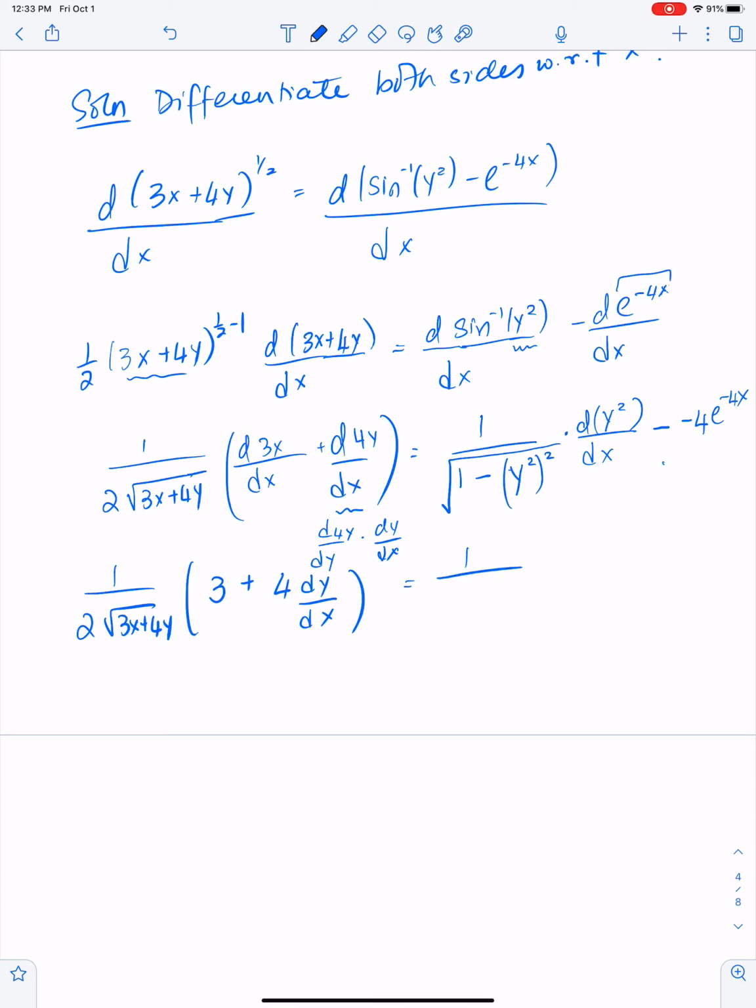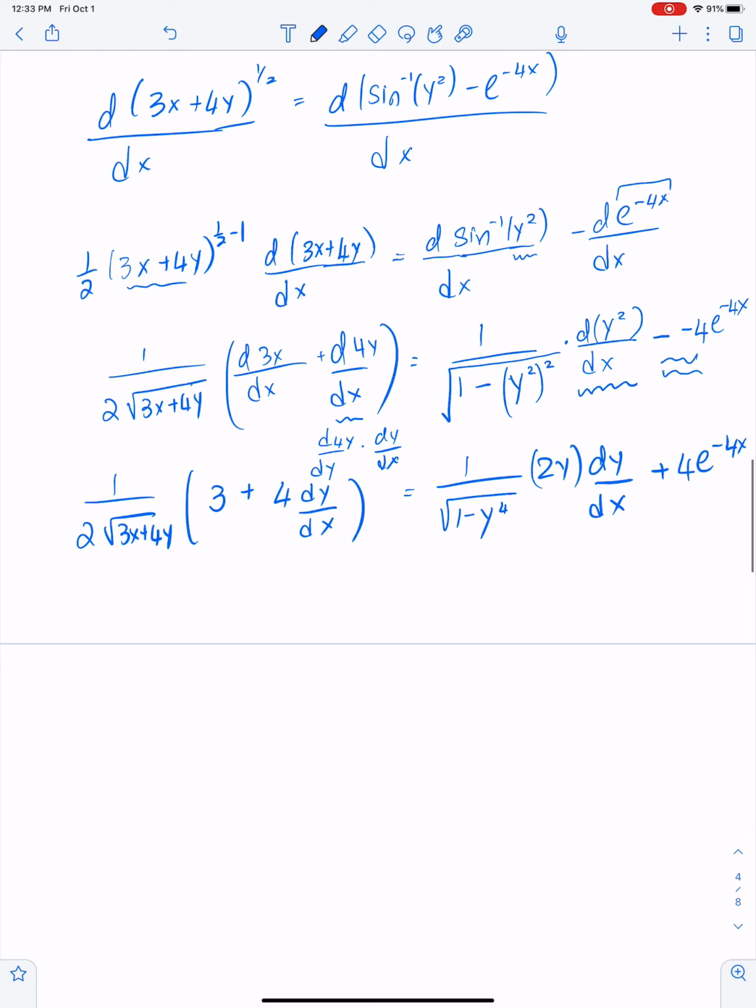Equals, let's just write down this root in a nicer way. It's the square root of 1 minus y to the 4th in the denominator. What's the derivative of y squared? It is 2y, but it was a function of y, so you have to throw in the dy/dx. And then combine the two minuses as a plus, and you have this. All right, let's expand it out.